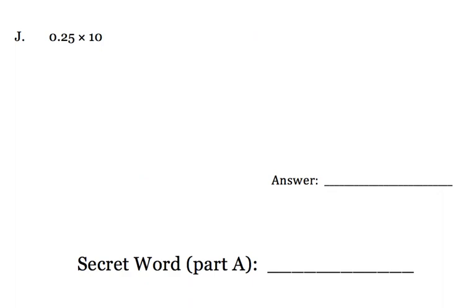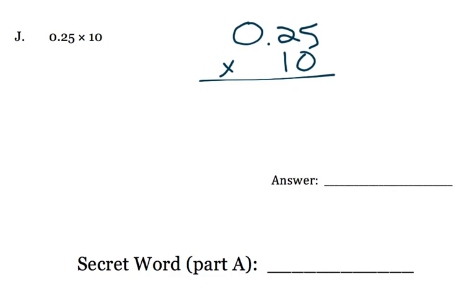Alright, last one is 25 hundredths times 10. The cool thing about this one is you can think about it as quarters. Like we have 10 quarters. How much would 10 quarters be? And you could definitely, if you wanted to, do it this way. But it's just kind of obnoxious to do it that way.